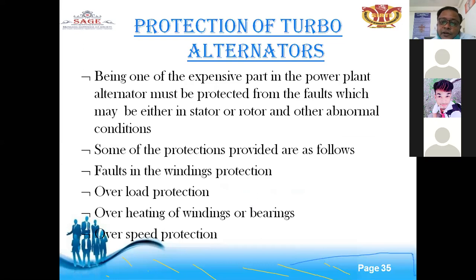Protection of the turbo alternators. Being one of the expensive parts in the power plant, the alternator must be protected from faults which may be either in the stator or rotor, and other abnormal conditions. Some of the protections provided are as follows: fault in the windings protection, overload protection, overheating of the windings or the bearings, and overspeed protection. These are the protections of the turbo alternators.